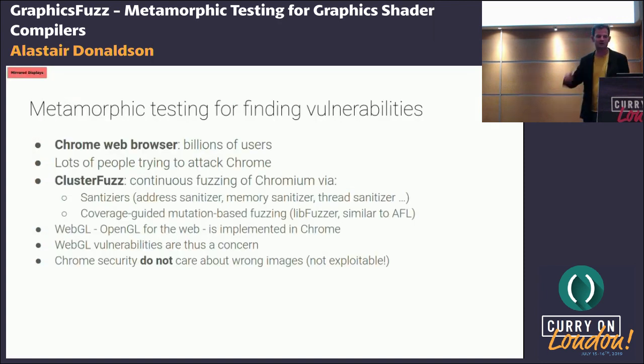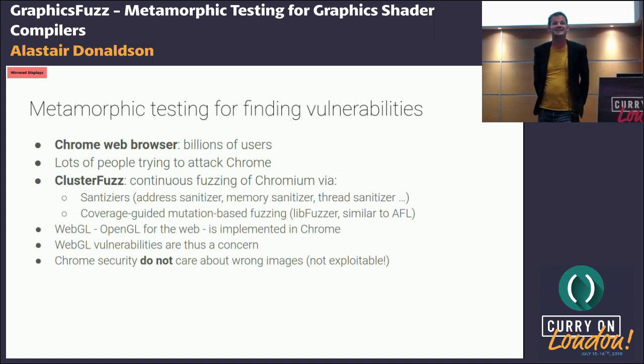Another thing we're doing is we're using metamorphic testing to find vulnerabilities. The Chrome web browser, also from Google, has a very large number of users, so there are lots of people trying to attack it. And there's a really great project from Google called ClusterFuzz, which is a continuous fuzzing effort for Chrome. All the time, there are many, many bots running tests on Chrome using libFuzzer, which is an LLVM fuzzing framework. And Chrome is compiled with a bunch of sanitizer tools, like AddressSanitizer and ThreadSanitizer. And these sanitizers find security vulnerabilities in the browser, thanks to the use of libFuzzer.